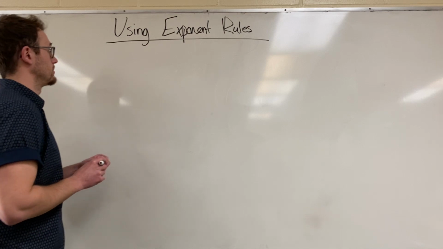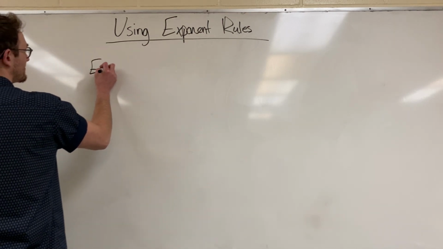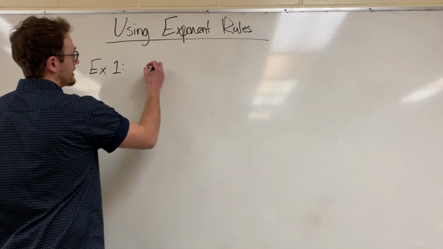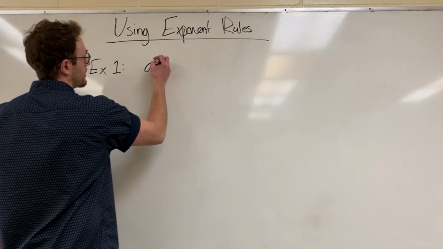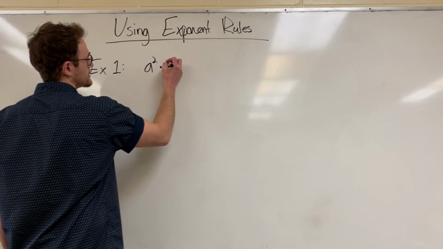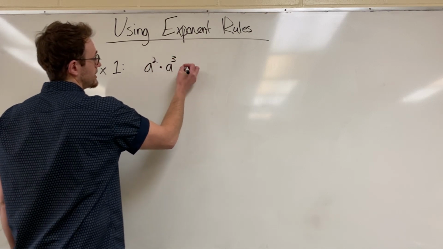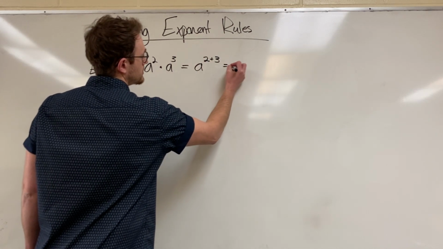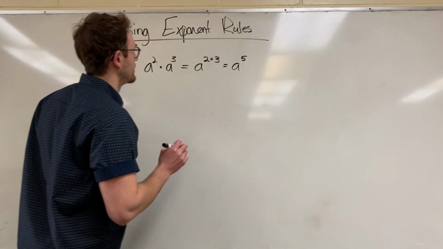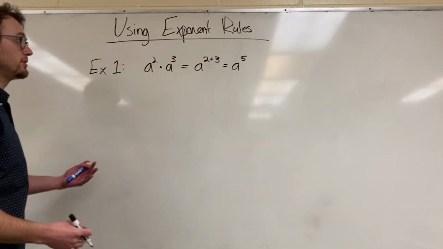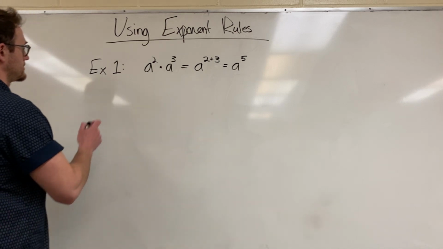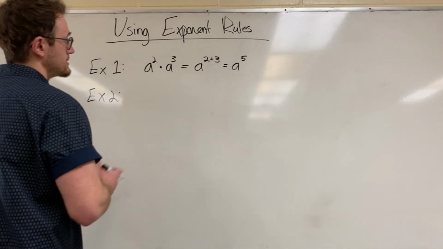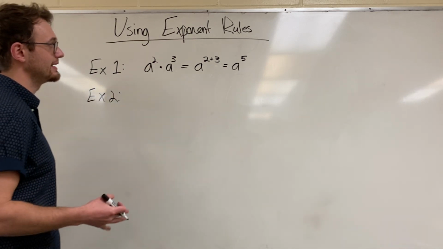All right, so let's call this example 1. Let's say I got a squared times a cubed. That equals a to the 2 plus 3, which equals a to the 5th. Product rule meant that you had the exponents, I added the exponents. I'm going to go through one example of each by themselves, and then I'm going to combine them.